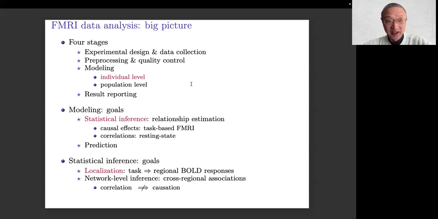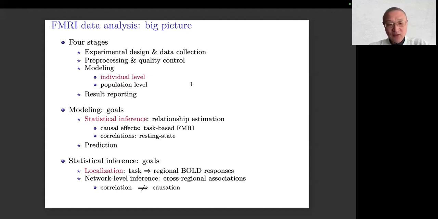But for resting state, since we don't manipulate the brain, we just let the participants lie in the scanner. So it's a free-wheeling process. We can only calculate the correlations. So in that case, there's some ambiguity about the causal relationships. That's one type of data analysis, one approach. The other one is to make predictions. That usually is, for example, machine learning, but we're not going to cover that.